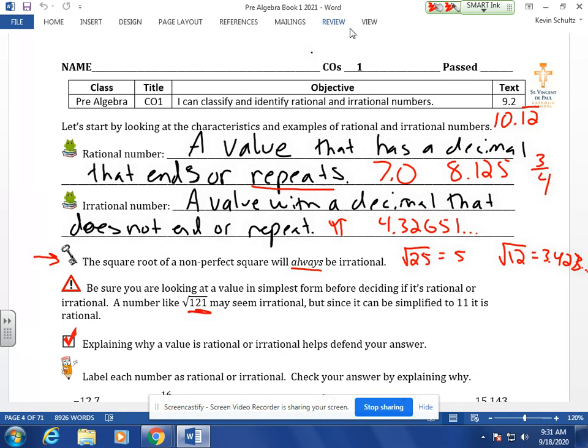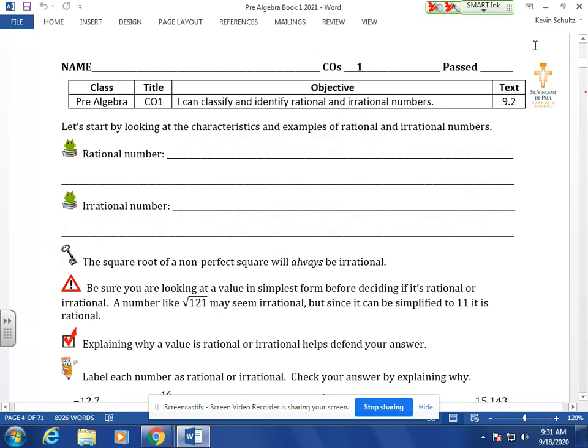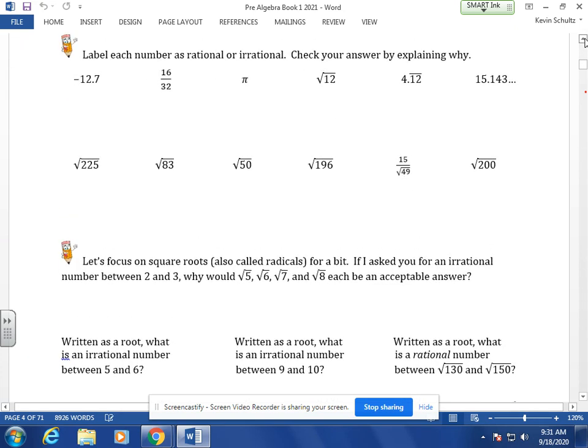So your assignment for tomorrow, and we're going to clear the ink here, is to put the pen down. Here we go. Label each number as rational or irrational. Check your answer by explaining why. Pick one from the top row that you'd like to do together.